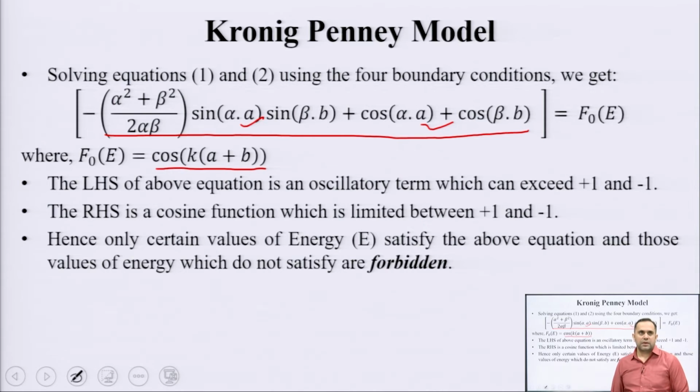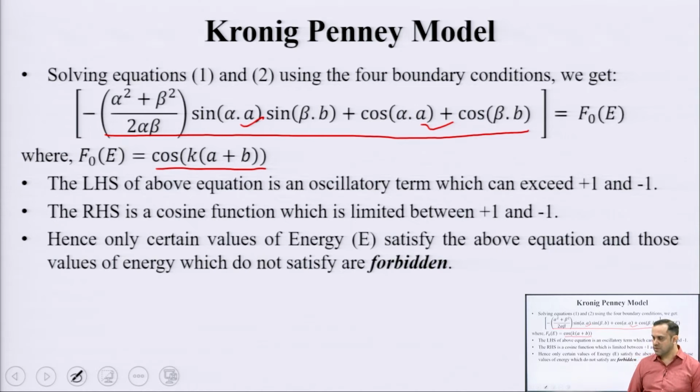So, you can see that the cosine of any function is limited in value from plus minus 1, but the left hand side, this term here, can exceed values of 1 and minus 1. The left hand side can allow values below minus 1 and values higher than plus 1, whereas the right hand side is a cosine function, where a plus b is your lattice constant, k is your wave number. This is limited between plus and minus 1.